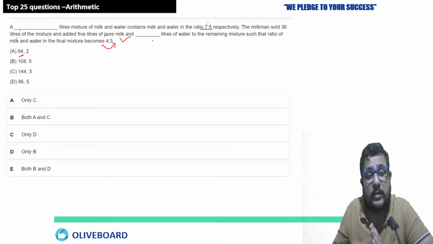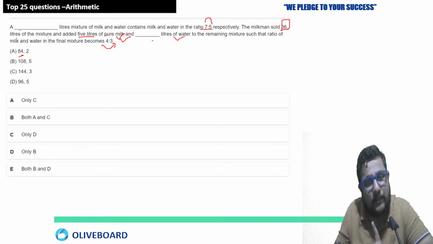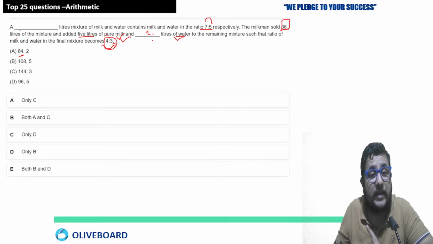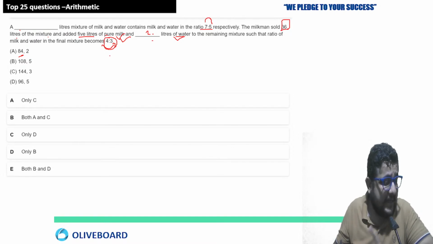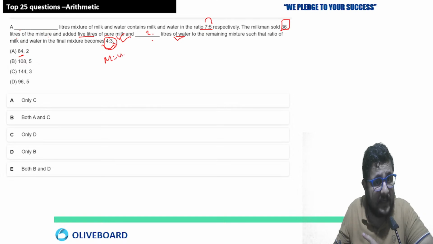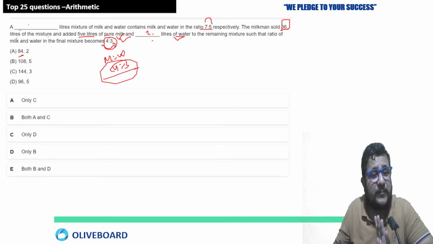So if we start with the first option, we have to fill it in here. The ratio was in which form? 7:5, but 36 liters taken out. Right? And after that, 5 liters of pure milk added and some liters of water, which is missing here. And the new ratio of milk and water in the mixture is 4:3 here. Right? So just put 84 here.